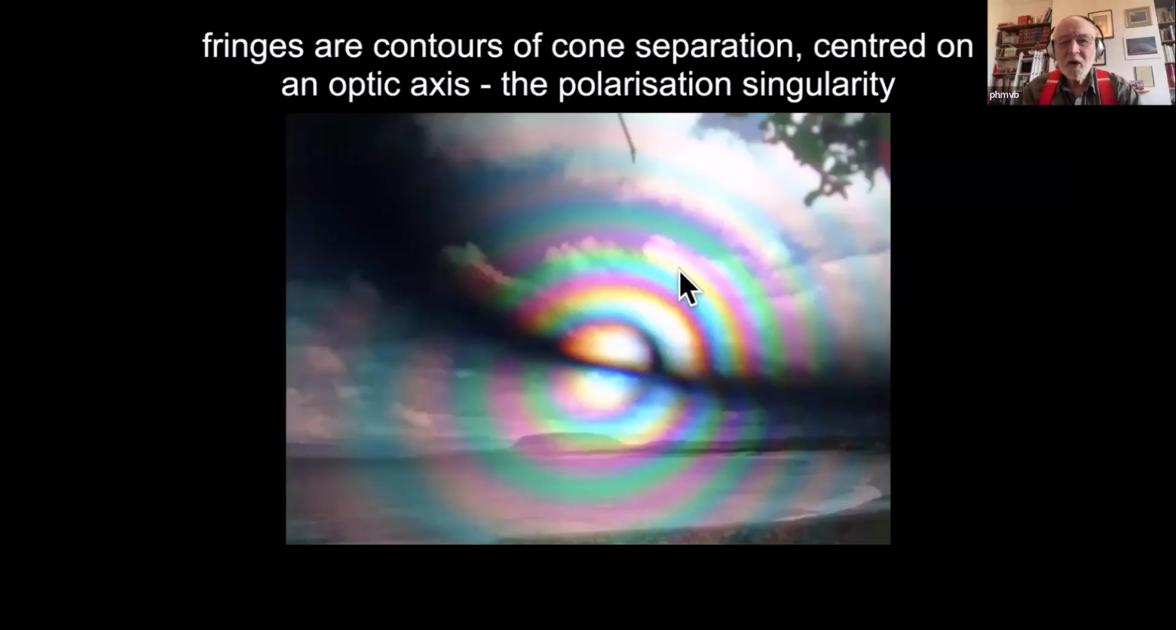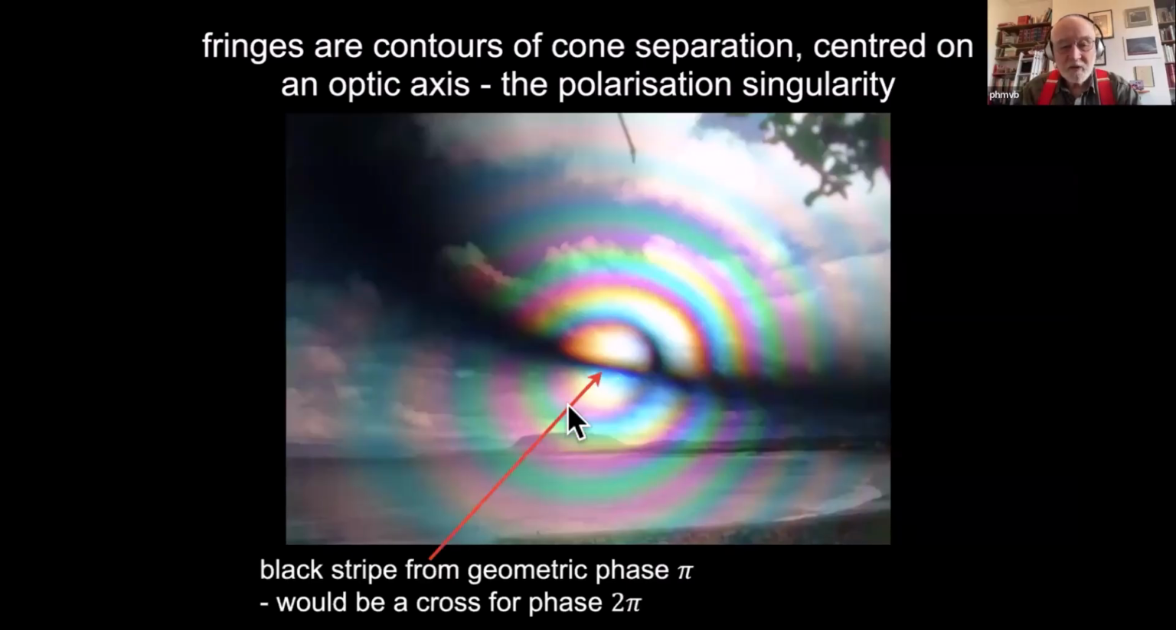Now, looking is not quite trivial. You're directing your gaze in different directions, so you're seeing the interference of the two polarizations in that particular direction at each point. These fringes are the contours of separation of the two sheets of a cone centered on an optic axis. That's the polarization singularity that I'm drawing attention to. I mentioned casually, in passing, that this black stripe characterizes a geometric phase of pi. It's another way of describing this half-index rotation as you go around. These are linearly polarized, and the polarization rotates by pi as you go around.